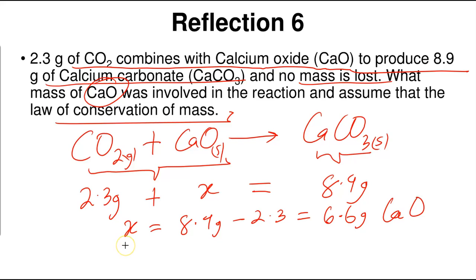So in conclusion, 6.6 grams of calcium oxide will combine with 2.3 grams of carbon dioxide to form 8.9 grams of calcium carbonate according to the law of conservation of mass. Because in this case, the total mass of the reactant equals the total mass of the product, obeying the law that states that matter is neither created nor destroyed in a chemical reaction.